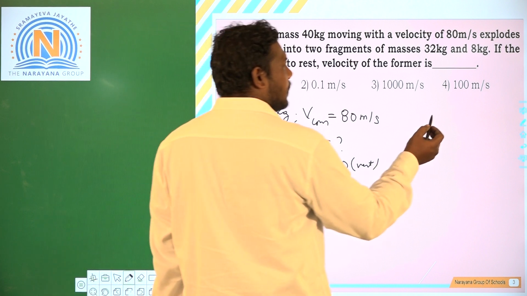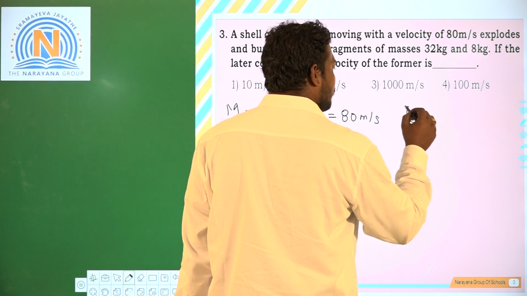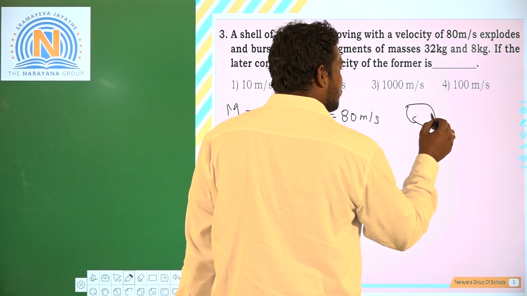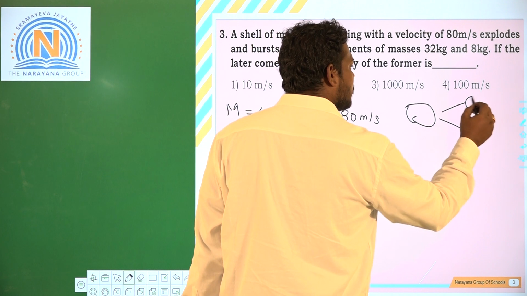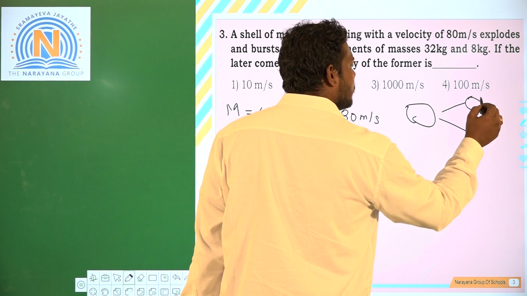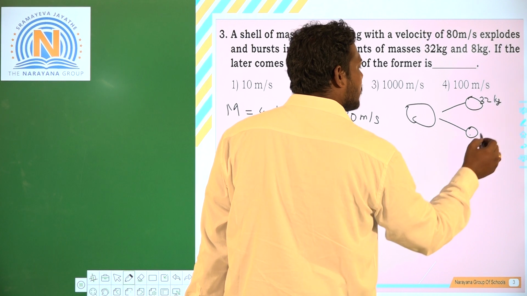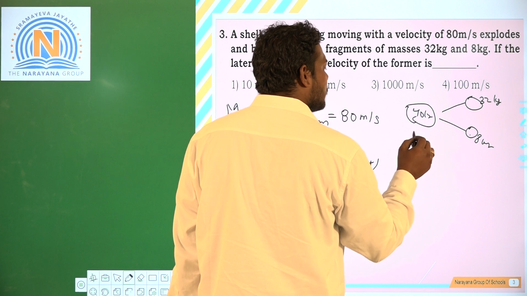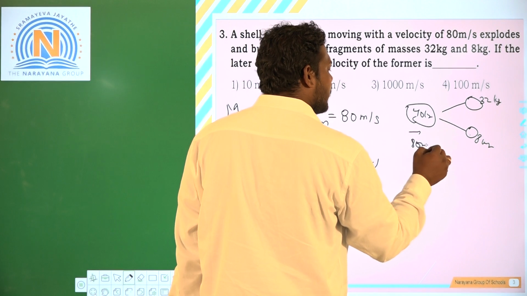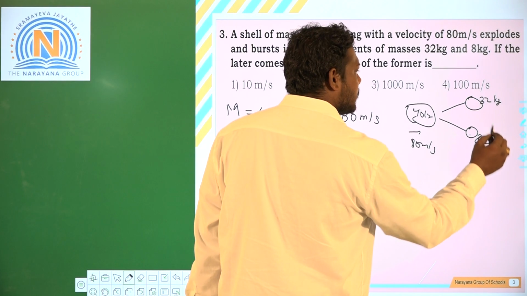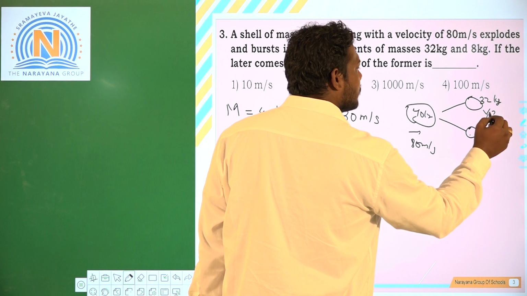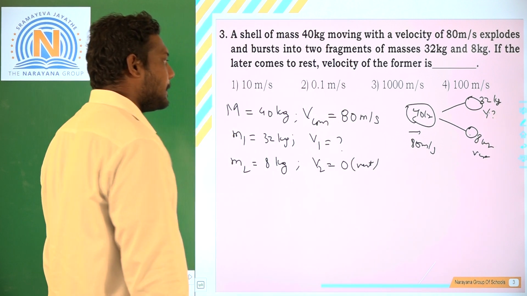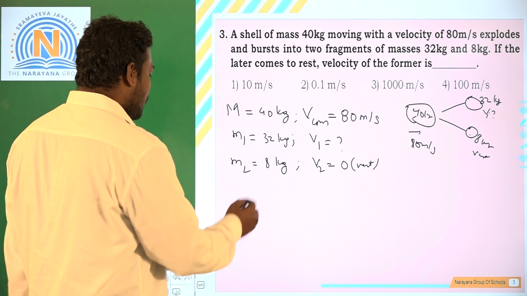So a shell is exploded into two parts, right? This is 32 kgs and this is 8 kgs. This is totally 40 kgs. It's moving with velocity 80 meters per second. It is at rest. Now what is the velocity of this? Okay, right?